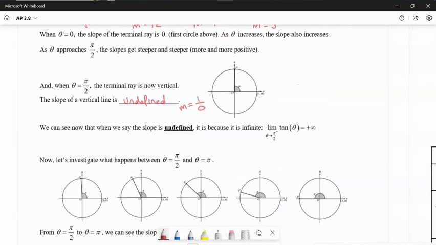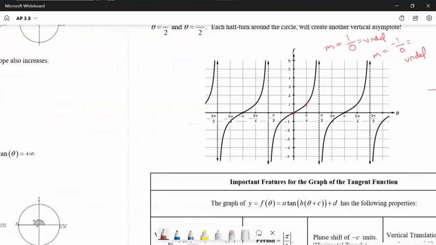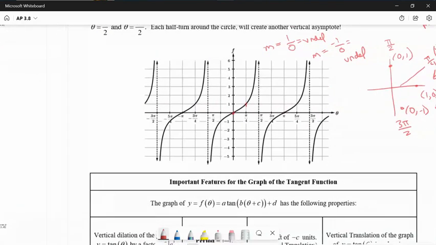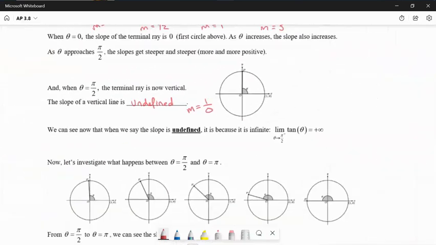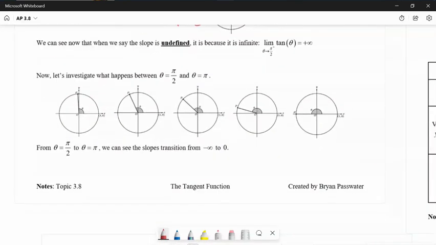So now we can see that when we say the slope is undefined, it is infinite. And as I'm looking over here at my graph at pi over 2, I get closer and closer to pi over 2. I'm not going to actually hit it, but it's undefined there at pi over 2. So that's what these circles are trying to show us.